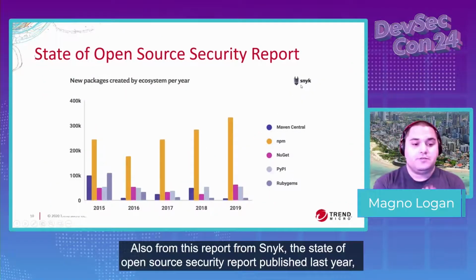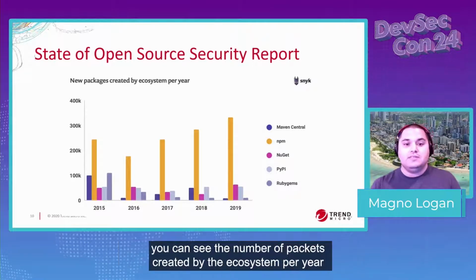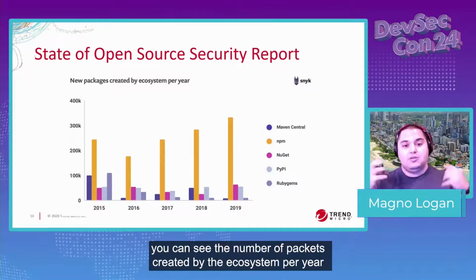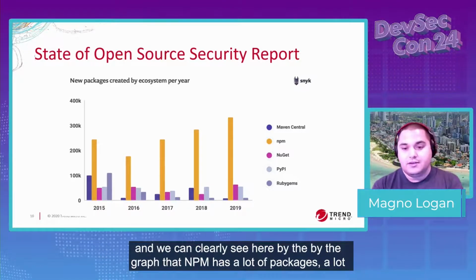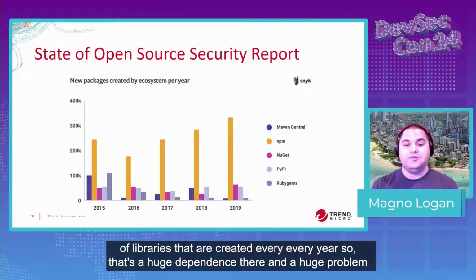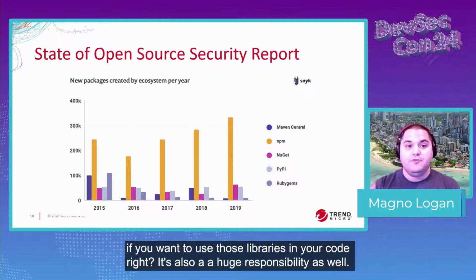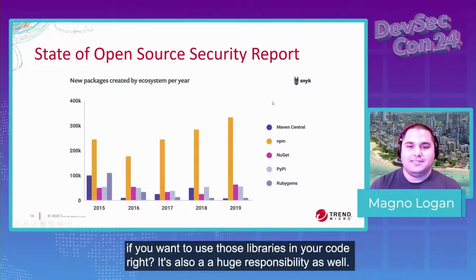Also, from this report from Snyk, the State of Open Source Security Report published last year, you can see the number of packages created by the ecosystem per year. And we can clearly see by the graph that npm has a lot of packages, a lot of libraries that are created every year. So that's a huge dependence there, and a huge problem if you want to use those libraries in your code, right? It's also a huge responsibility as well.